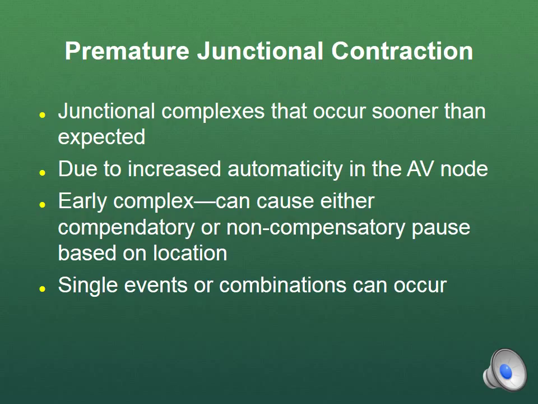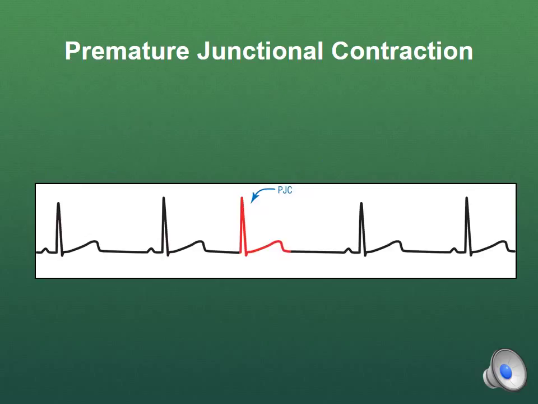Premature complexes are the opposite. They occur before they're expected to. In the AV junction, they're going to be caused by increased automaticity. It's an early complex, and it can either have a compensatory or non-compensatory pause, depending on the location and depending on whether it depolarizes the SA node. These can be single events, or they can be in combination with others as well.